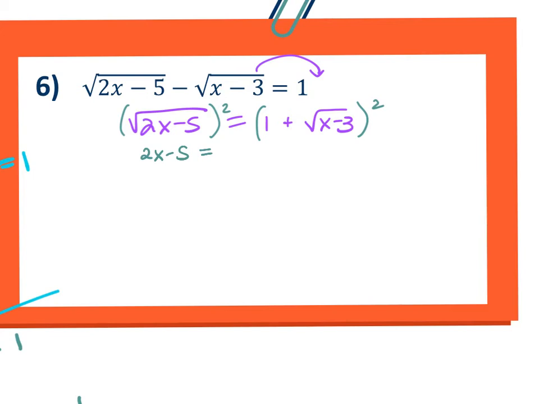Right side's our shortcut. So square 1, it's 1. Square the square root of x minus 3, it's x minus 3. And then double the product. So 1 times the square root of x minus 3 is just the square root of x minus 3. And then double it, it's 2 times the square root of x minus 3.